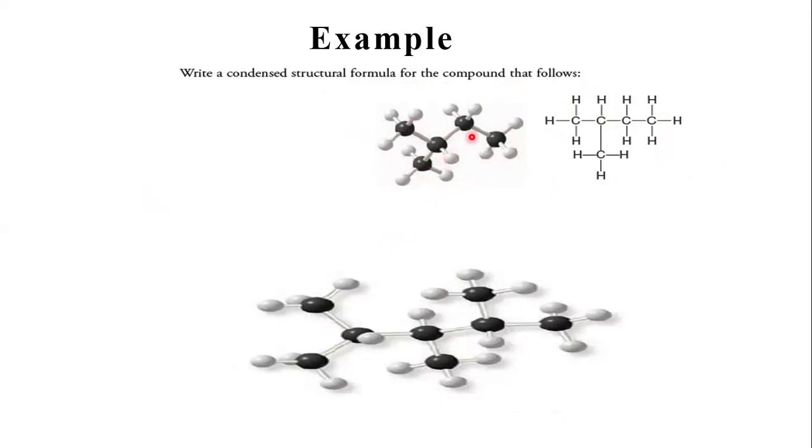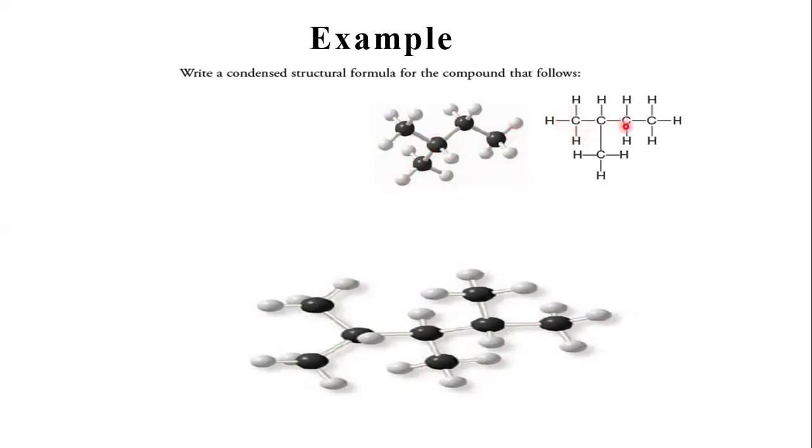Sorry, so here is 1, 2, 3, 4. That's the longest carbon chain. So butane, and then this one is the methyl group. So the methyl is attached to carbon 2. So 2-methylbutane. The same thing.